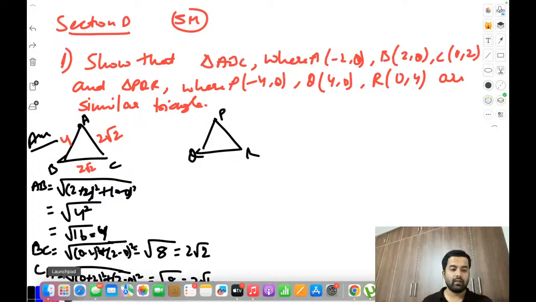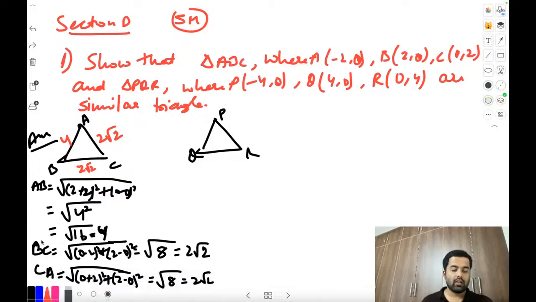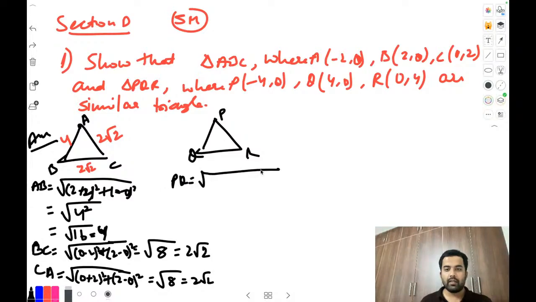The question is easy, but it is kind of a lengthier one. That's why it is not 5 marks. Let me figure out PQ here. The PQ distance will be 4 plus 4 whole square, and the last part becomes 0 minus 0 whole square. So this becomes what? 8 square, so the final answer is 64. The answer becomes 8.